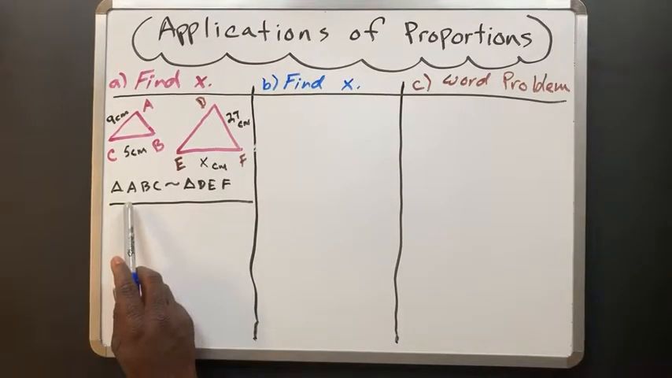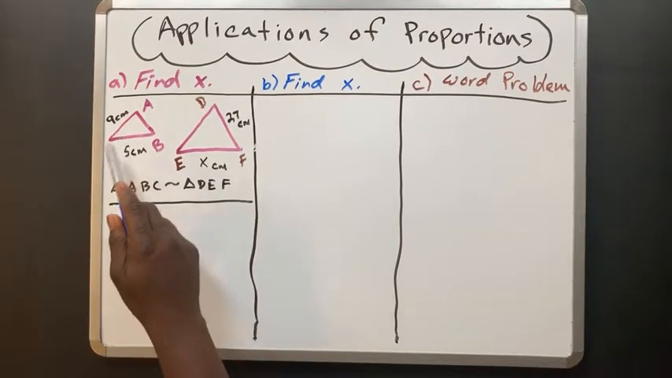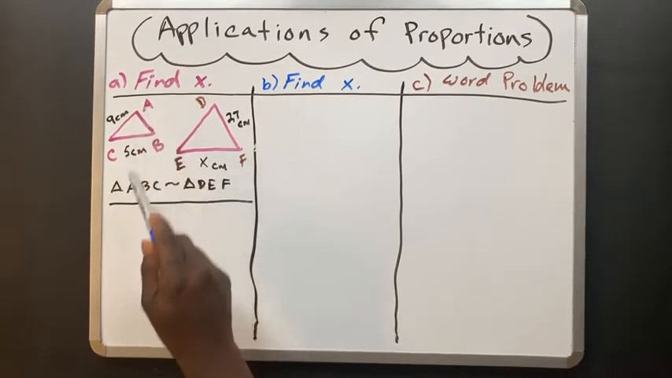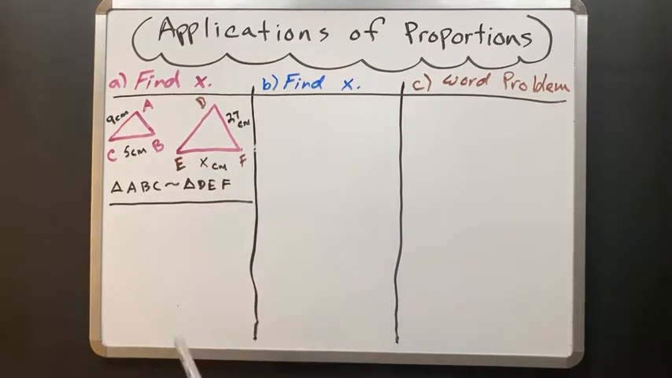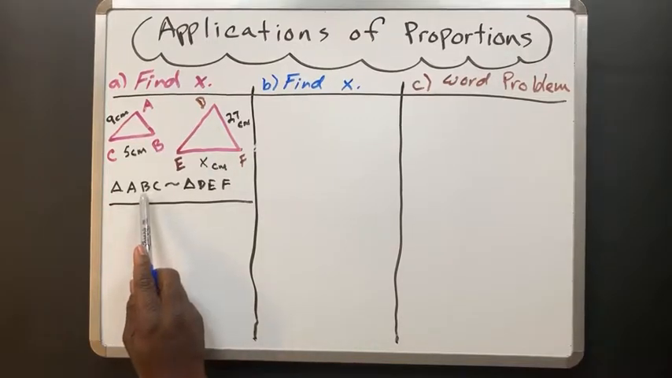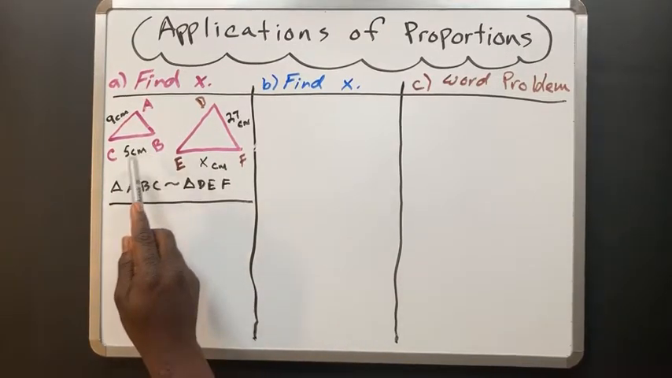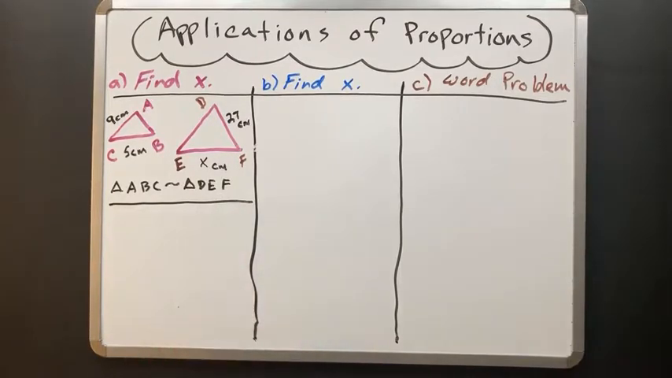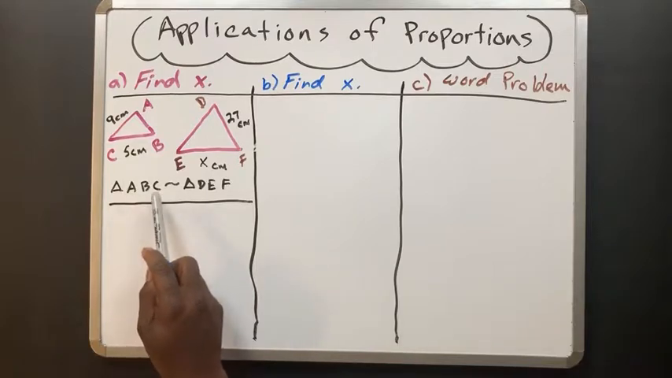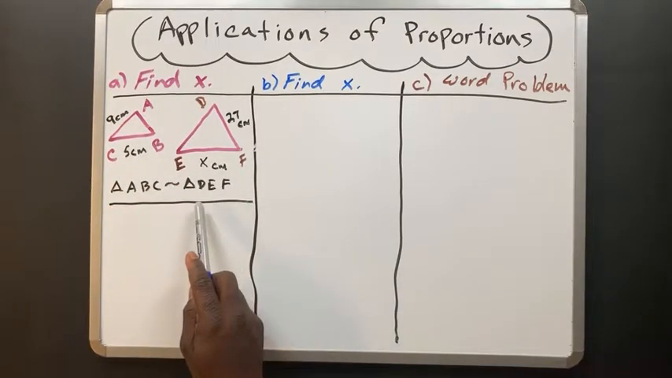That means that segment AB, a segment is a line with two endpoints, AB, see that? AB corresponds with DE. See that? Okay. And segment BC, right here, BC corresponds with segment EF. All right. And then of course, segment AC corresponds with segment DF.